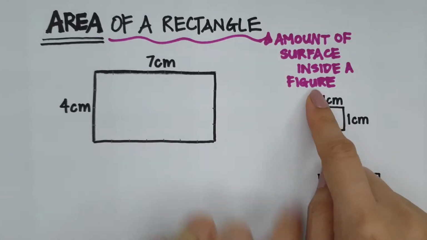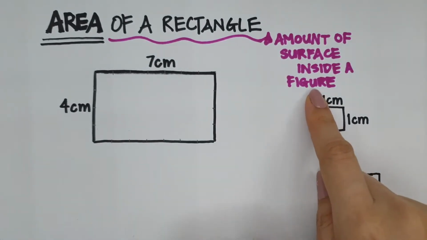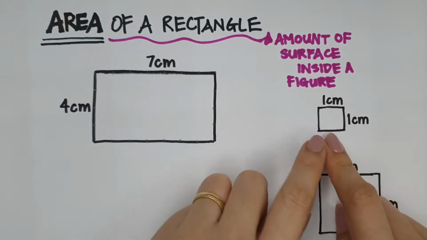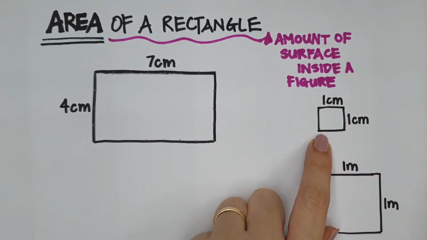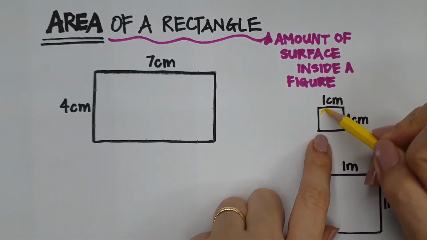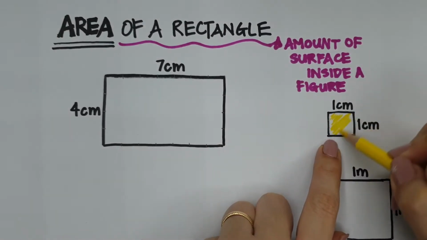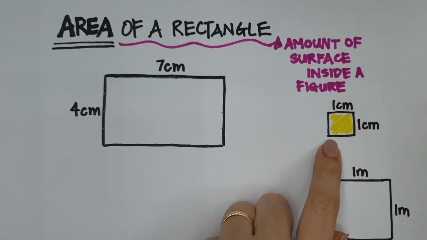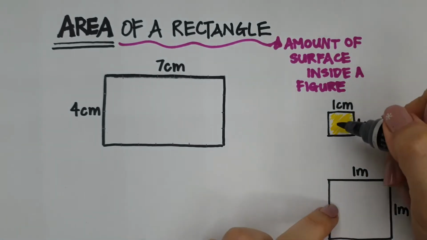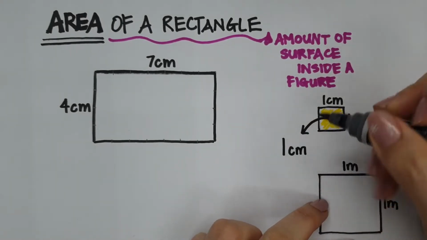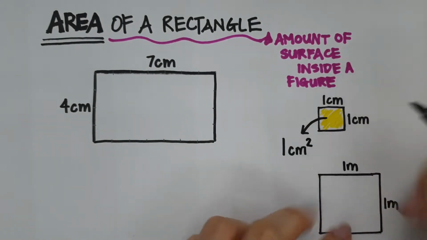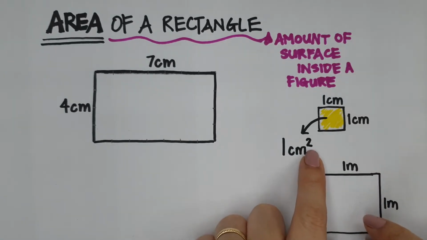And how do we measure area? We use squares. If I have a 1 centimeter by 1 centimeter square, then the area inside is this shaded part. If it's a 1 centimeter by 1 centimeter square, then the area is going to be 1 square centimeter, and we indicate the square with this little superscript 2 up there, which means square.